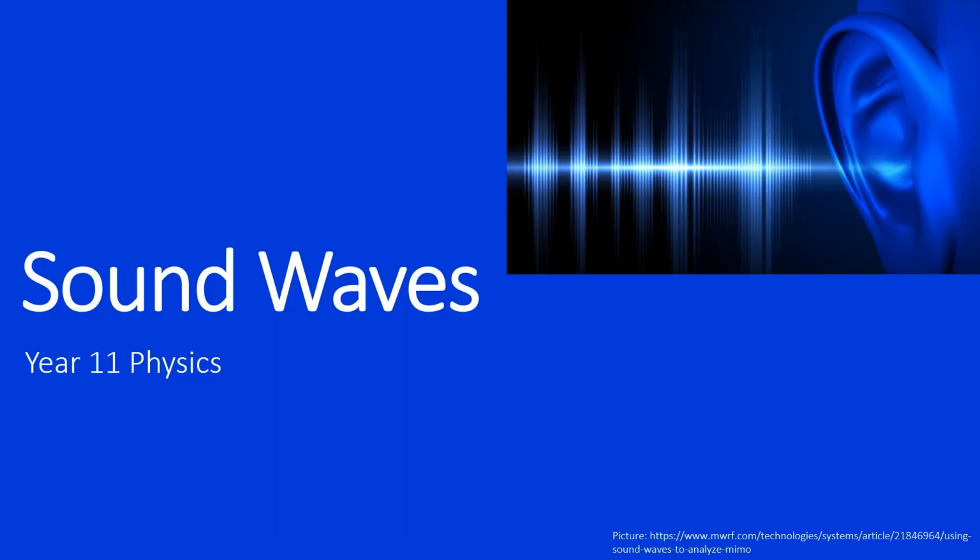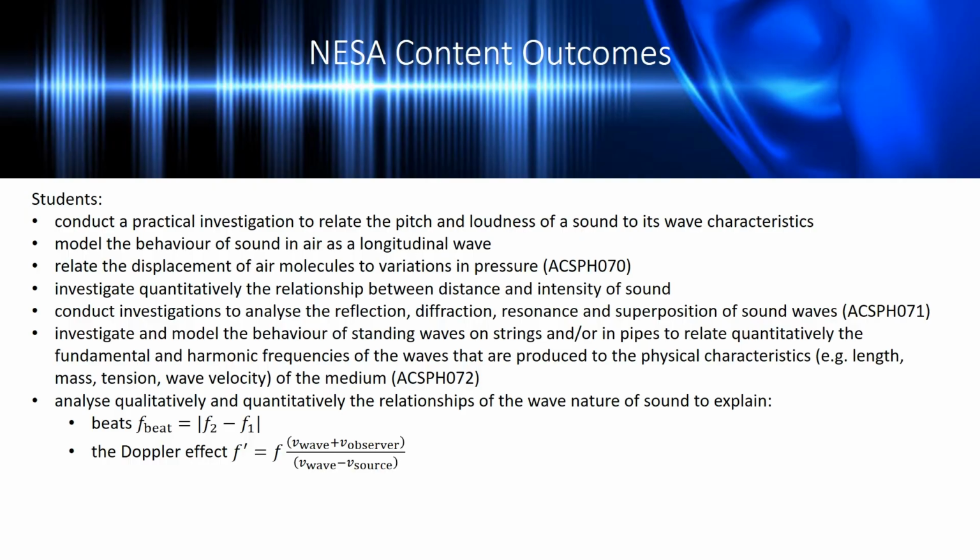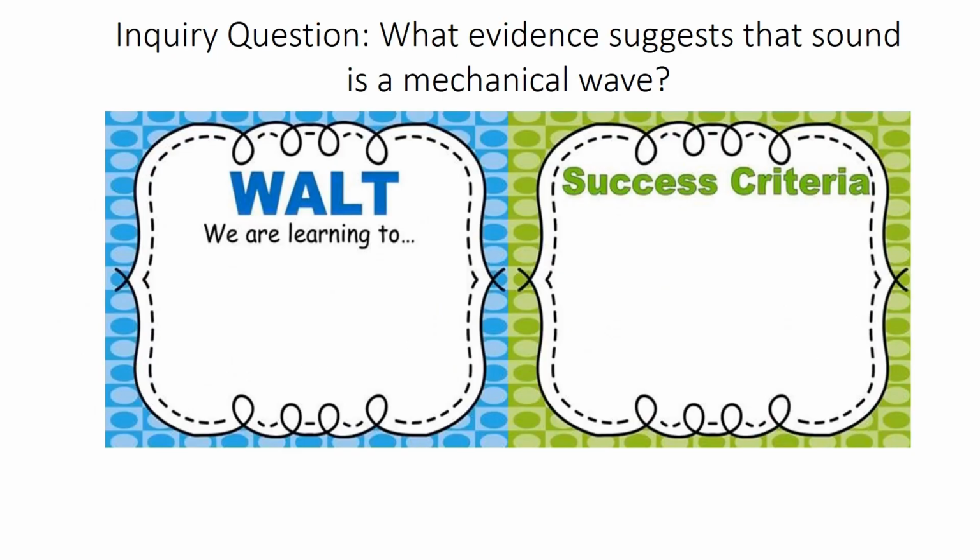So we're looking at sound waves in Year 11 Physics. Here are the NESA outcomes. Now, note the bottom one which says analyse qualitatively and quantitatively the relationships of the wave nature of sound to explain beats, and there's a formula there, and the Doppler effect, and there's a formula there. So we're going to look at beats and the Doppler effect in more detail.